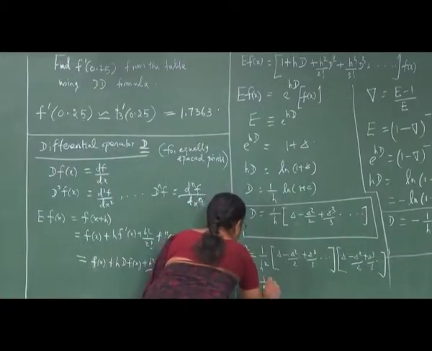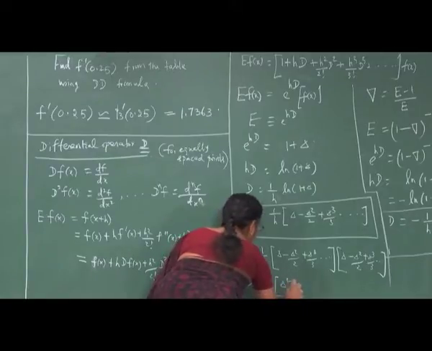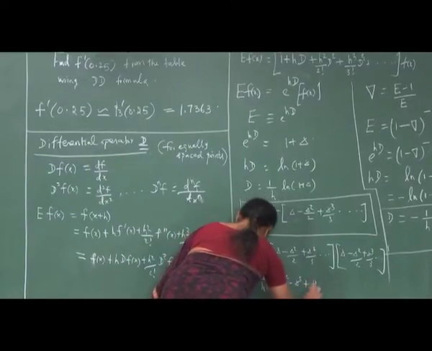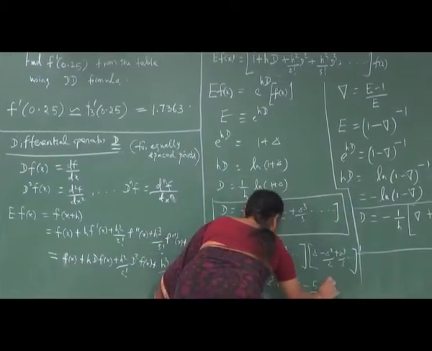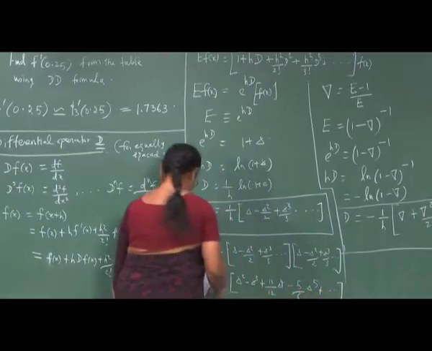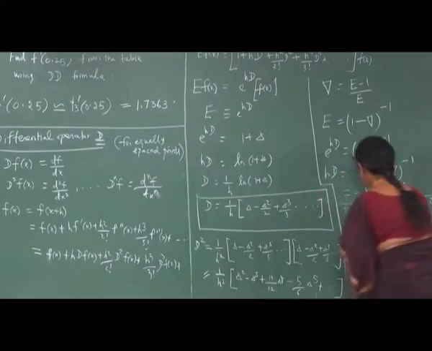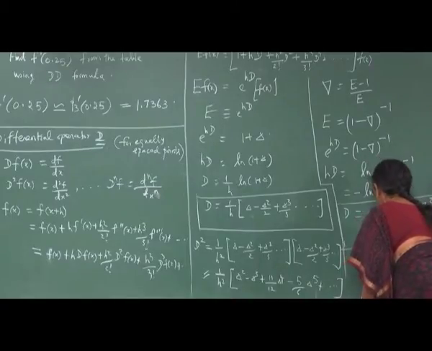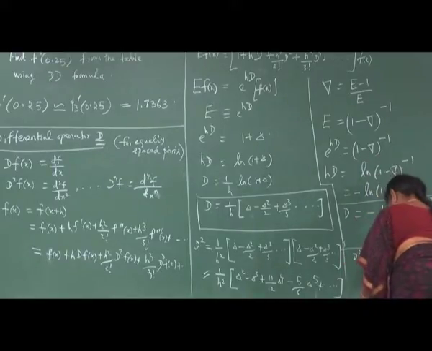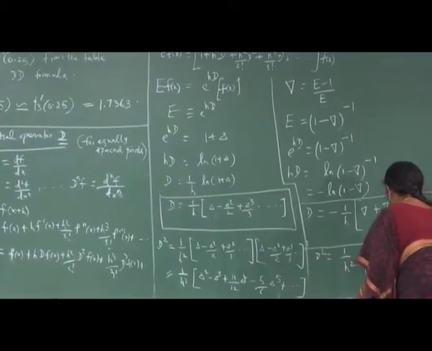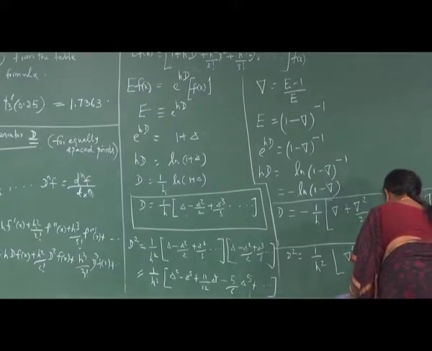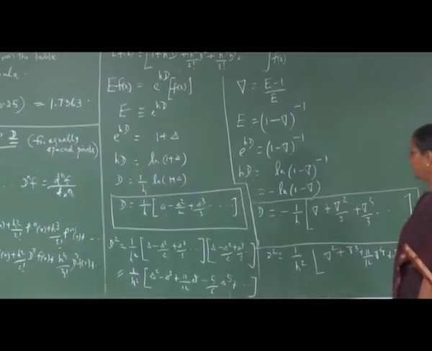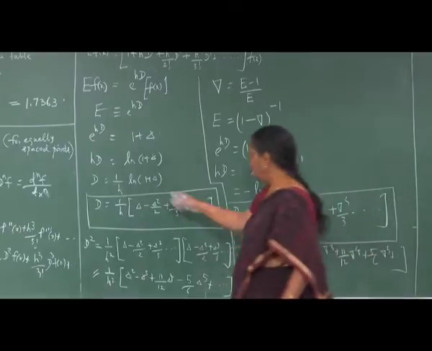So, D² is (1/h²)(Δ² − Δ³ + 11/12 Δ⁴ − 5/6 Δ⁵ + etc.). And similarly, in terms of the backward difference operator, it is (1/h²)(∇² + ∇³ + 11/12 ∇⁴ + 5/6 ∇⁵ + etc.).